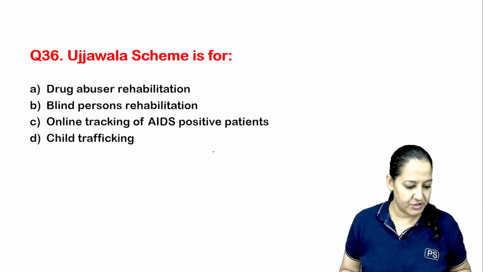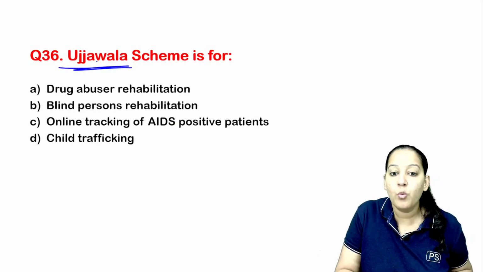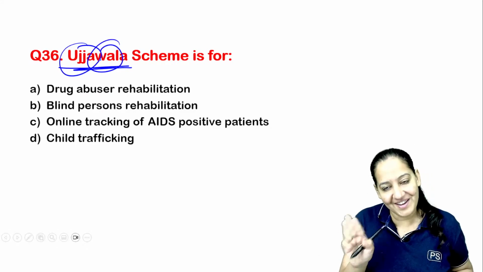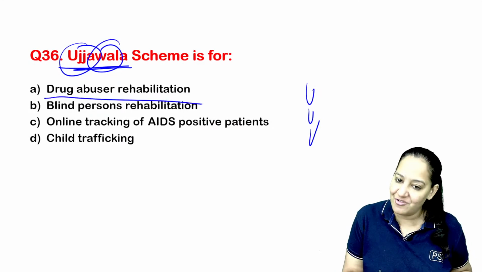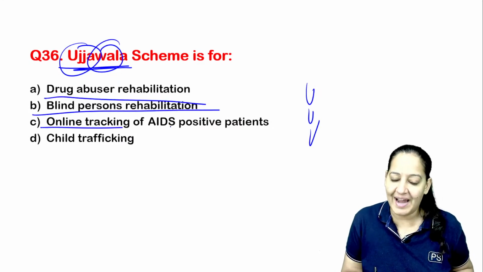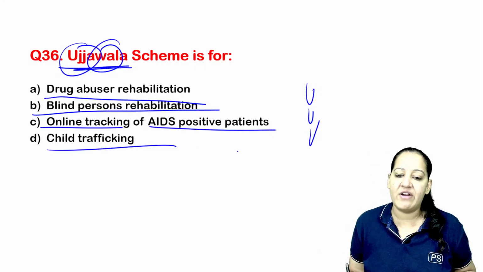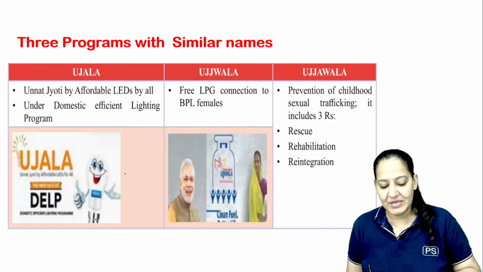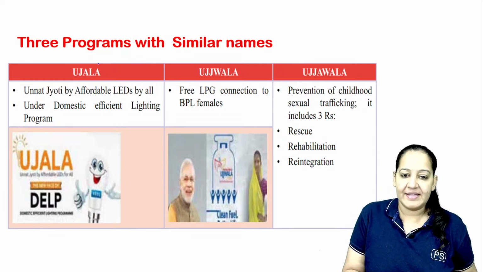So coming to the next question. The next question is in front of you. Ujjwala scheme is for... Ujjwala. I'm pronouncing it clearly because there are three schemes related to it. What is it related to? Is it drug abuser rehabilitation? Is it blind person rehabilitation? Is it online tracking of AIDS patients, HIV patients, or is it child trafficking? What is the correct answer? The correct answer is this. So please learn the three closely related schemes, which are frequently asked in your exams.